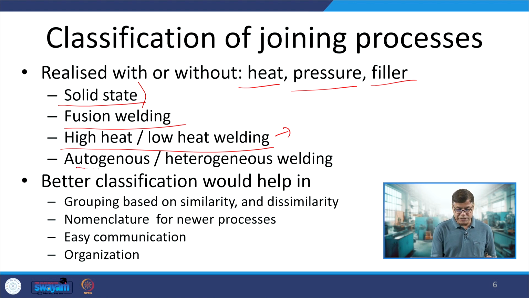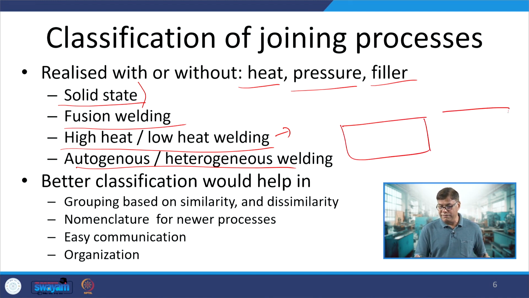And then autogenous or heterogeneous welding processes. In autogenous welding, the edges of the components are brought to the molten state without using any filler metal, followed by solidification. In heterogeneous welding, we have to fill the gap. If the edges have been prepared, then the gap has to be filled, so we use the filler metal.